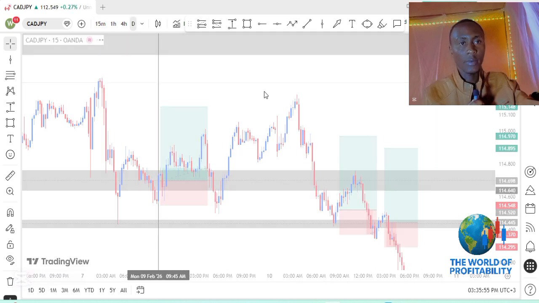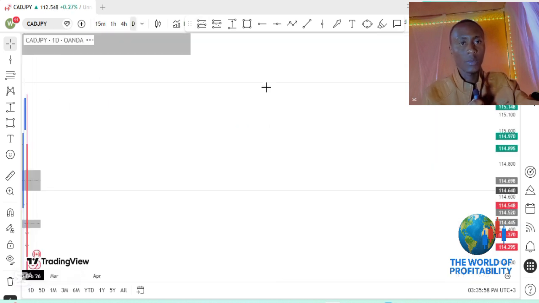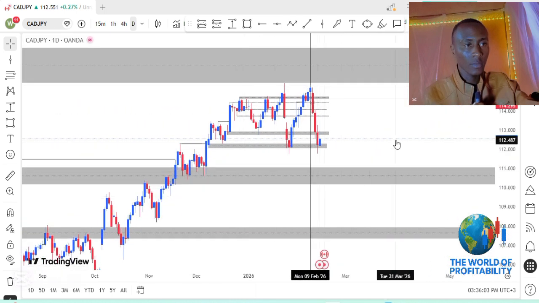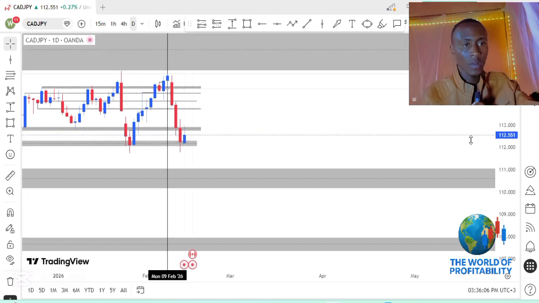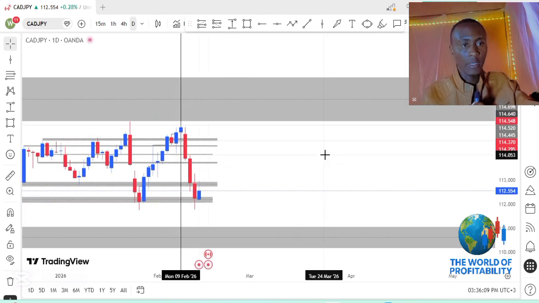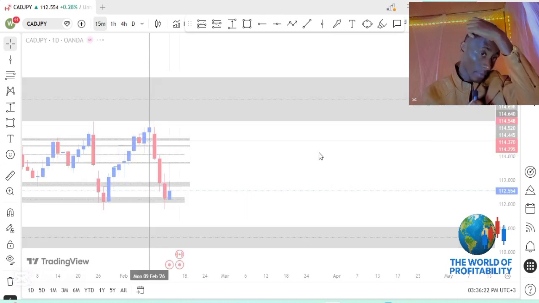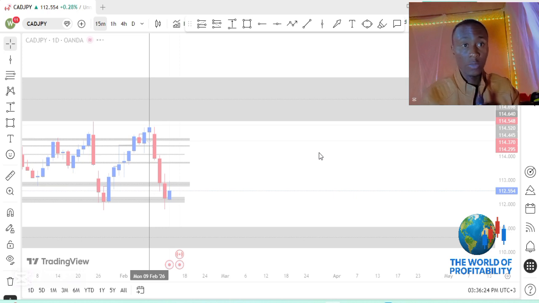So heading over to the daily time frame on CAD JPY, on Monday, when I started trading, the previous day, which was on Friday the 6th, closed very bullish, and so on Monday I was anticipating some bullish momentum to continue. So from there I went to the 15 minutes time frame. That's where I execute my setups. That's where I get my entry confirmations.